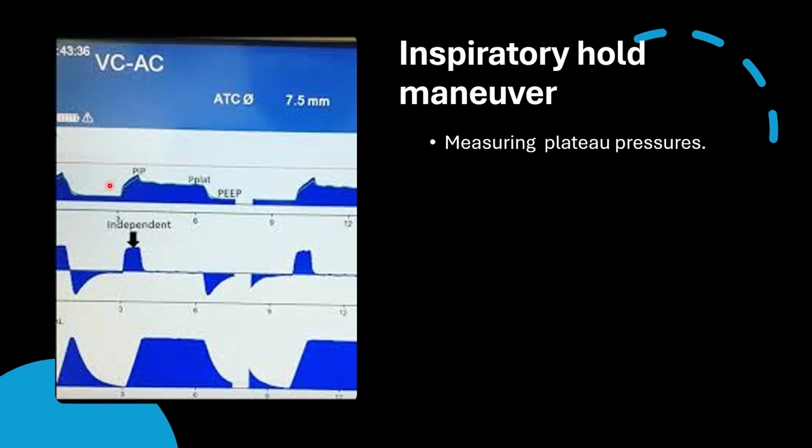Okay, the prolonged P plat, and the examiner will ask you what is happening. So basically this is an inspiratory hold maneuver. So the answer will be that we are measuring the plateau pressure in volume control mode, and this is an inspiratory hold maneuver which lasts usually from 3 to 5 seconds to measure the plateau pressure.